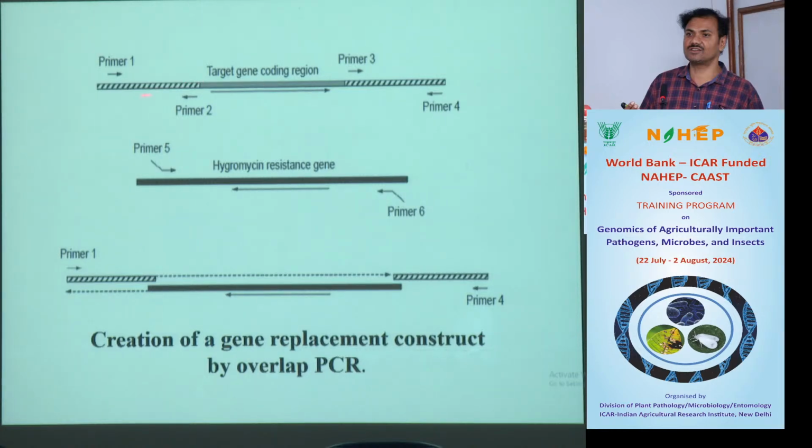This is the target gene. So this is the 5' UTR and the 3' UTR. What you have to do is design primers to amplify this, and another set of primers, so you get the homologous region. Then, separately, from another construct where the antibiotic resistance gene is there, you can amplify it. So all three you have to integrate.